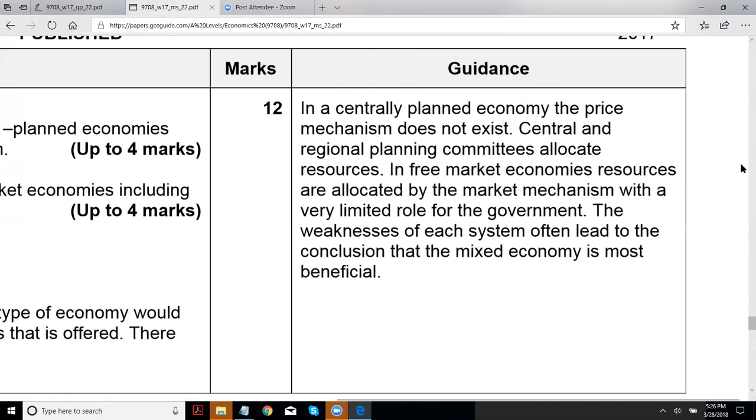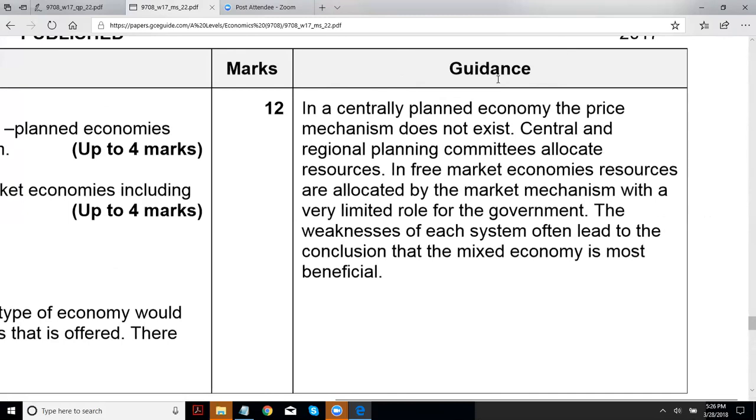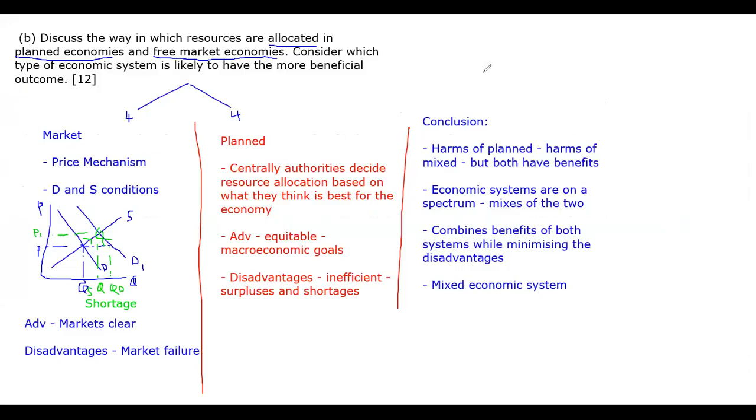And here is where you get some content. It's a pretty poor marking scheme. In A2, it gets even worse. So in a centrally planned economy, the price mechanism does not exist. Central and regional planning committees allocate resources. In free market, resources are allocated by the market mechanism with a very limited role for the government. The weaknesses of each system often lead to the conclusion that the mixed economy is the most beneficial, and that's pretty much what we wrote as well. And that would be it for this particular question and for this particular video as well.